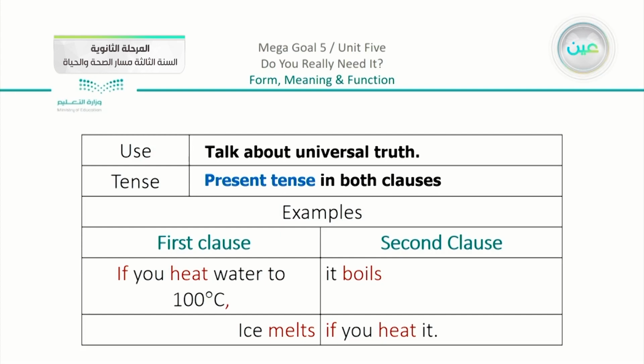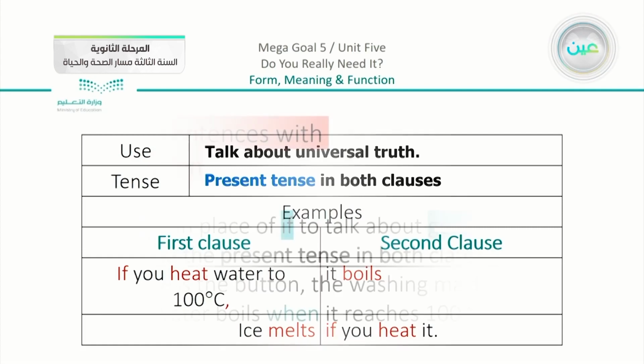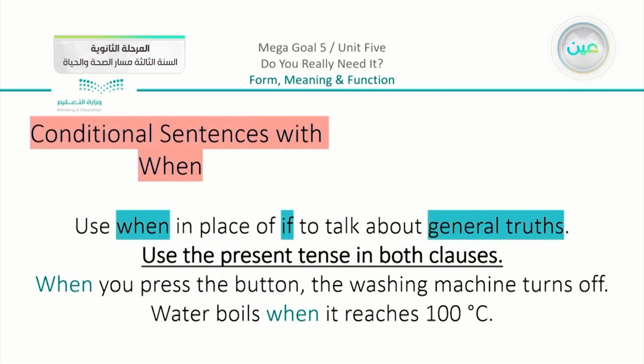When we use the zero conditional, concerning if, of course, we have two clauses, and in both clauses, we use the present simple. Now moving on, with this kind of conditional sentence, I can use when instead of if. So I can replace here. Instead of saying if you press the button, the washing machine turns off, I'm going to say when you press the button, the washing machine turns off, and you can see that there is no difference.